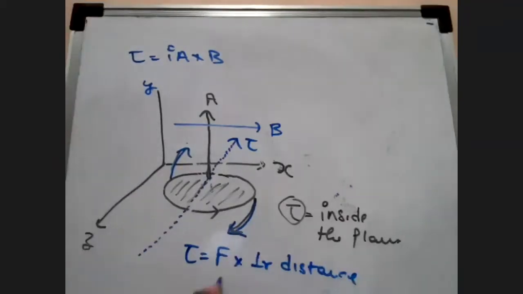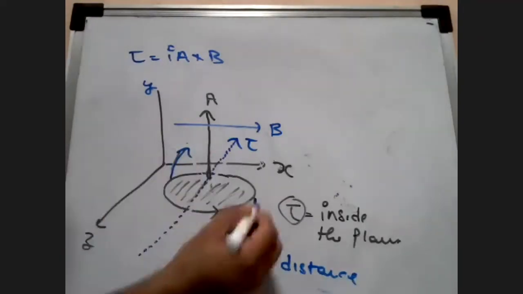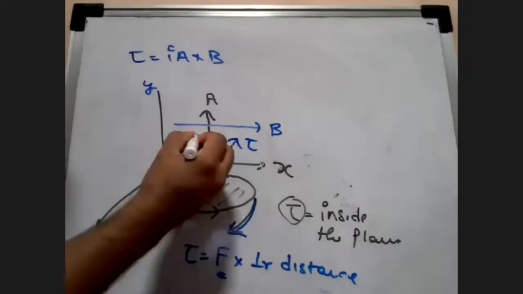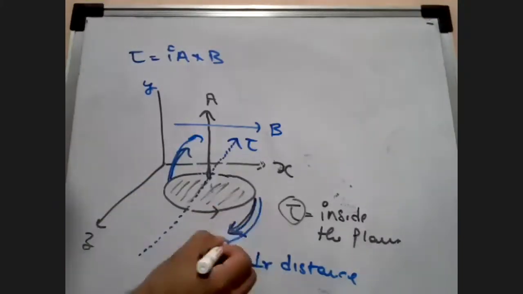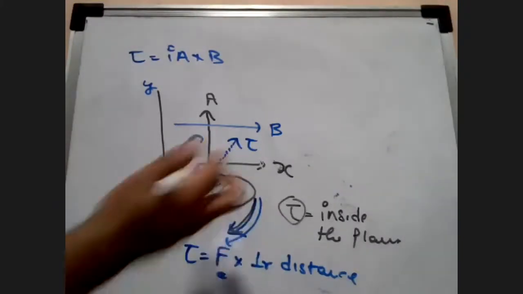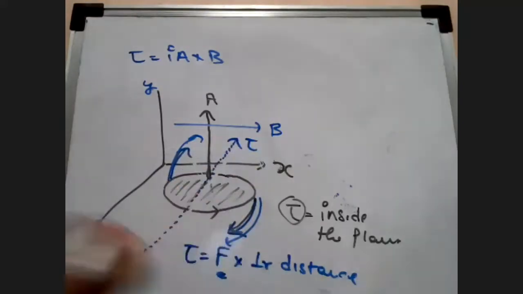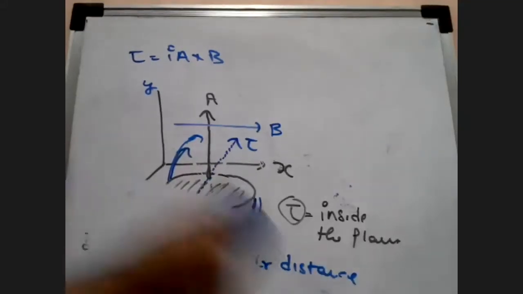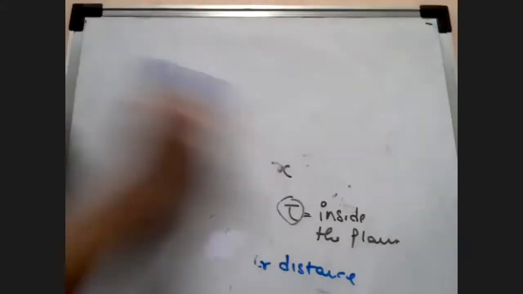So the direction of this force is basically inside. Perpendicular distance will be here. So this coil will rotate like this around this axis. If this is not clear, don't worry, it will get clear in the next question, in some other question. Okay, don't worry.